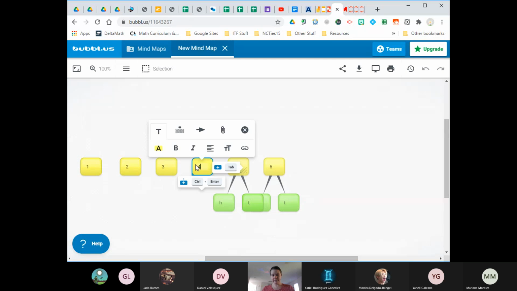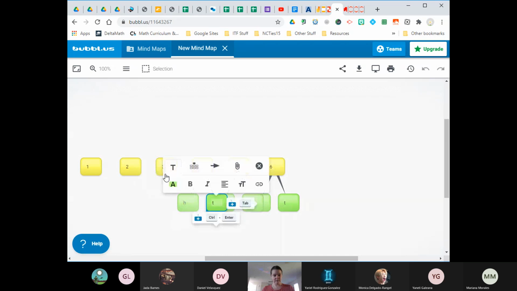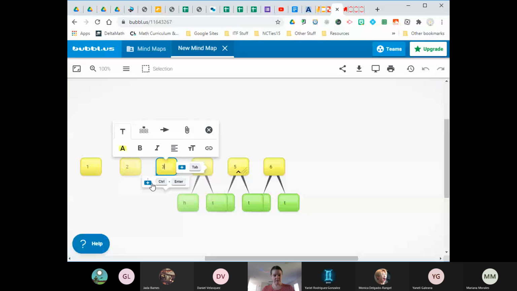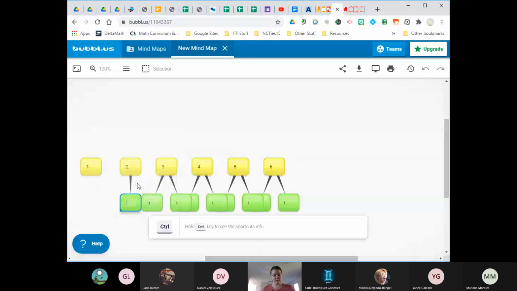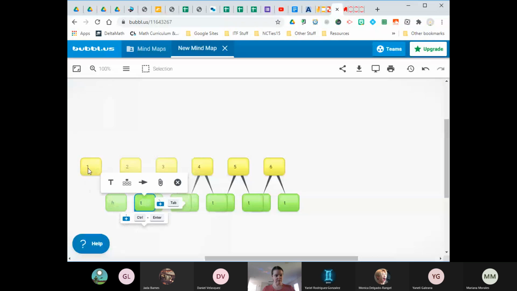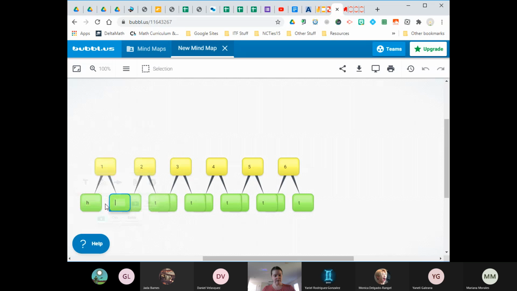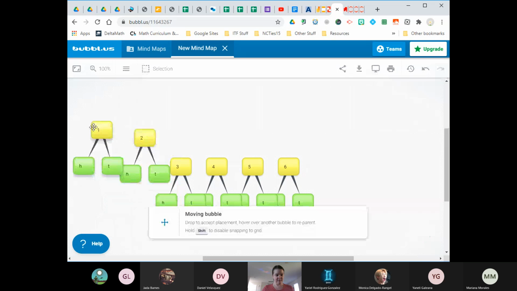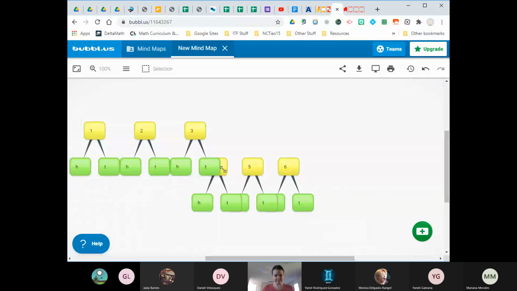And if you forget how to do this, there is a video attached to the assignment that shows you how, okay? Heads, tails, heads, oops, not Y, heads, and tails. All right, so here is my completed diagram, and you can drag all these around and put them wherever you want them.